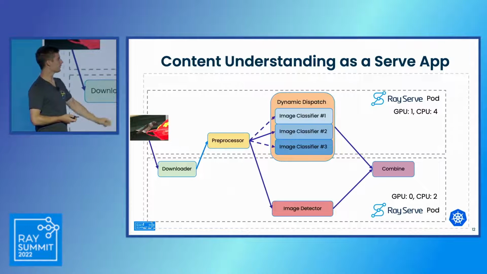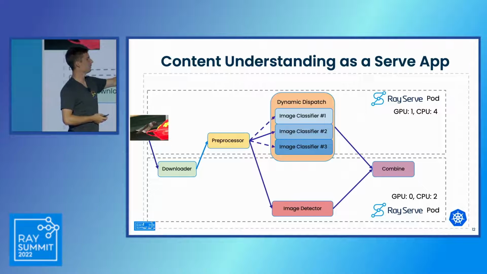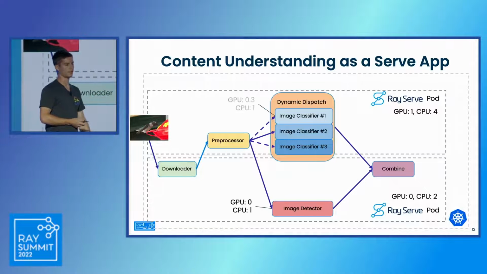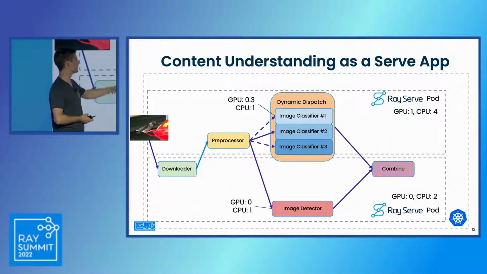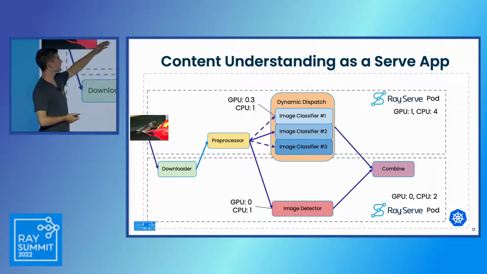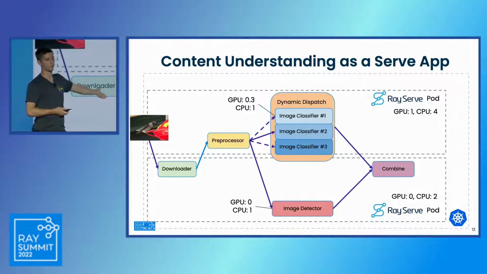We can allocate resources in a very flexible way, so we might have some of our nodes that have a GPU and CPUs like the top one, and some of them may only have CPUs. And we can also have the same kind of flexible resource allocation for each individual model. So in this case, maybe our image classifiers require 1/3 of a GPU and a CPU, whereas the object detector only requires a CPU.